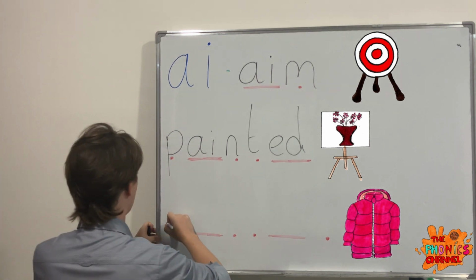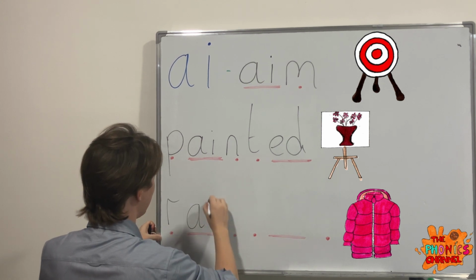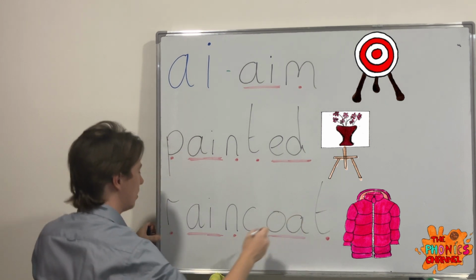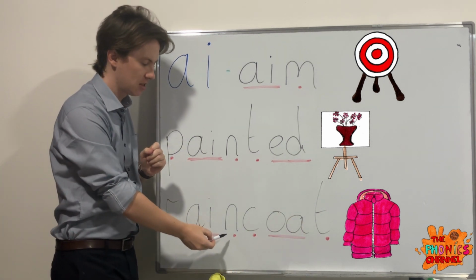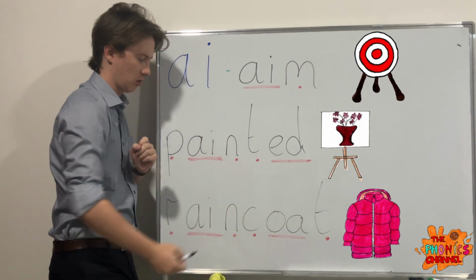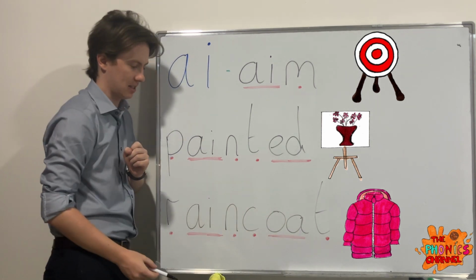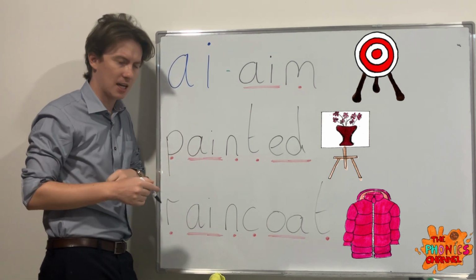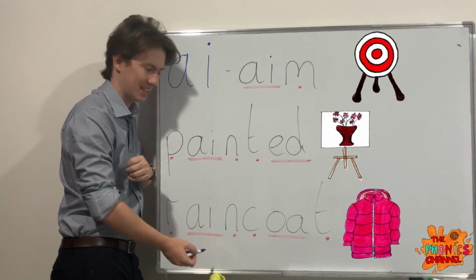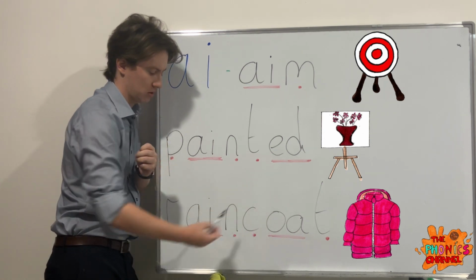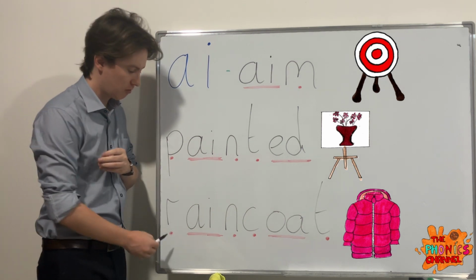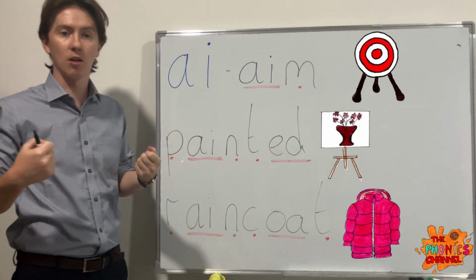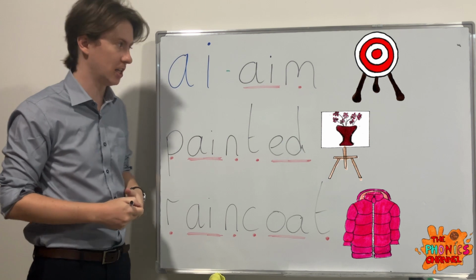Okay, so going on to our last one, which is raincoat. R A I N C O A T. Raincoat. We've got the O A two-letter sound here as well. Now it's a long word, so you could split it into two parts. You could have rain, and then have coat, and put them together to make raincoat. I will wear my raincoat when it is raining, funnily enough.